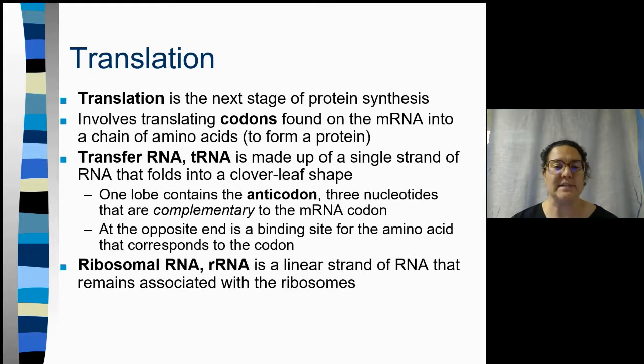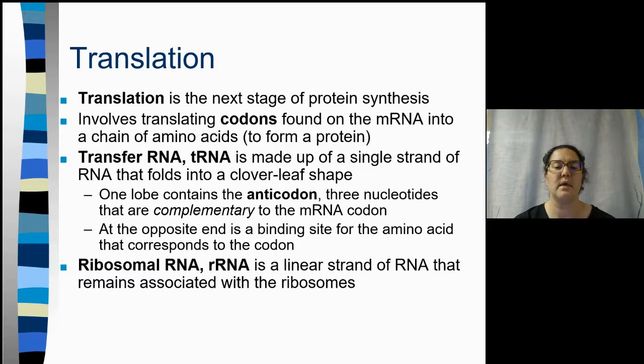So translation is that stage where we take the mRNA and turn it into amino acids. And this involves translating codons found on the mRNA into a chain of amino acids to form the protein. And another type of RNA, tRNA, is an important part of this process. So tRNA is made up of a single strand of RNA that's folded into a cloverleaf shape. One lobe contains the anticodon, so 3 nucleotides that are complementary to the mRNA codon, and at the opposite end is a binding site for an amino acid that corresponds to that codon.